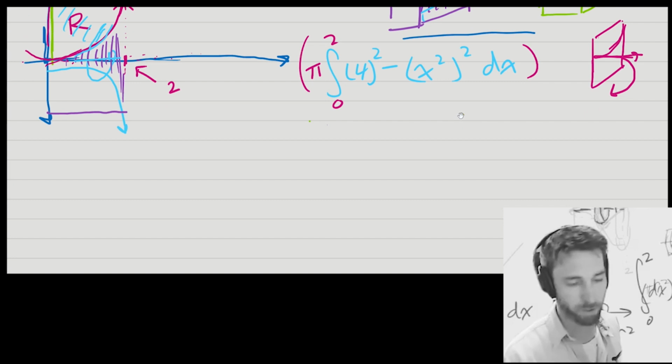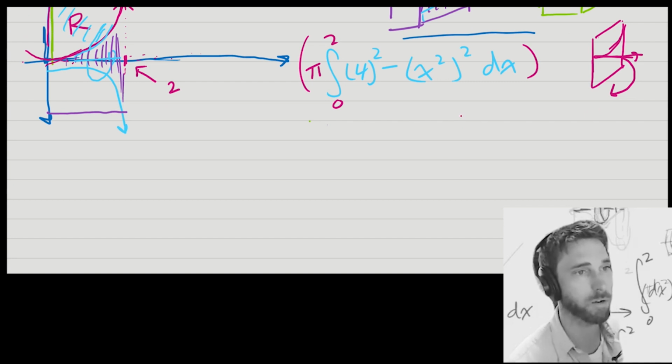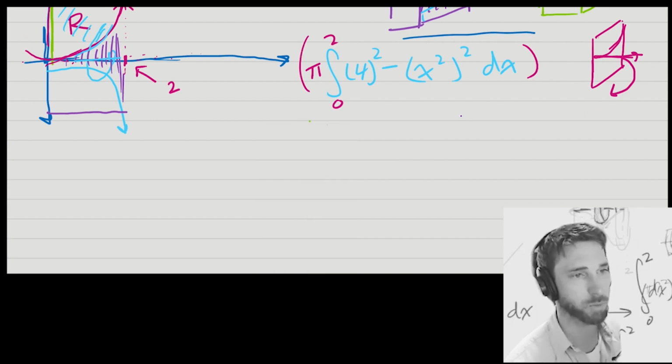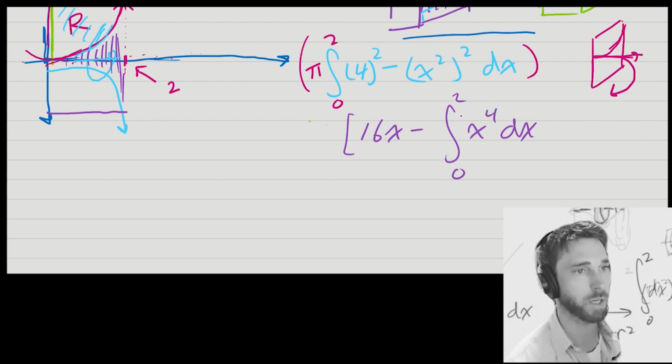Okay, if you've gotten to this point in the video, you can take off from here. But if you want to go over the actual algebra, many teachers will give you most of the credit once you've gotten to this point. But if we were going to do the algebra, this is 16x minus the integral of x to the 4th, from 0 to 2, with a pi here, and you have to evaluate this.